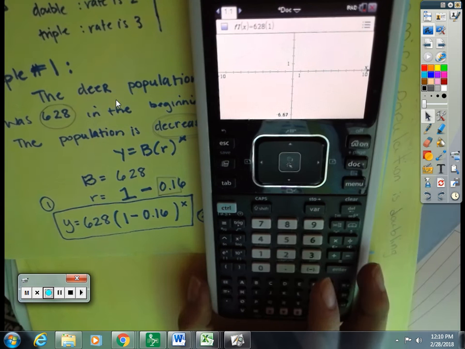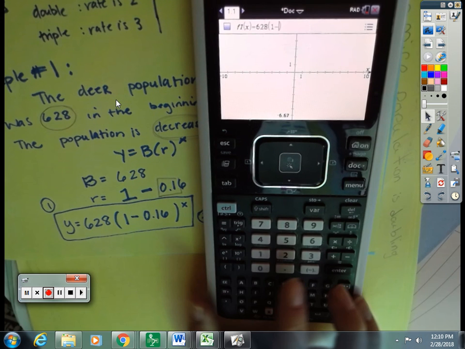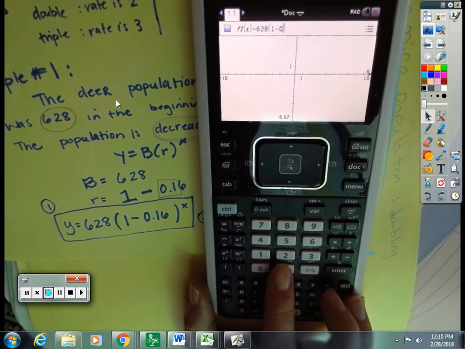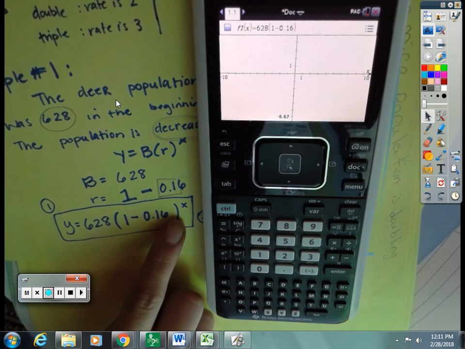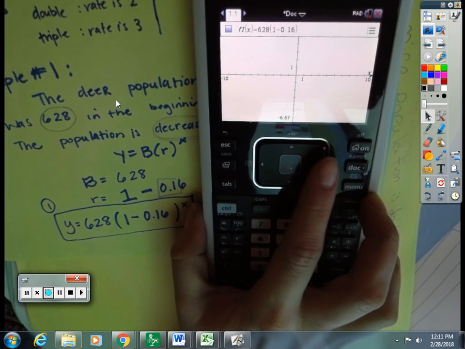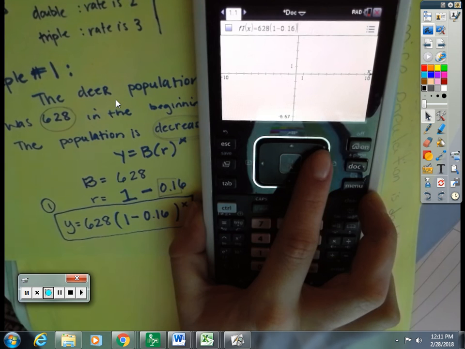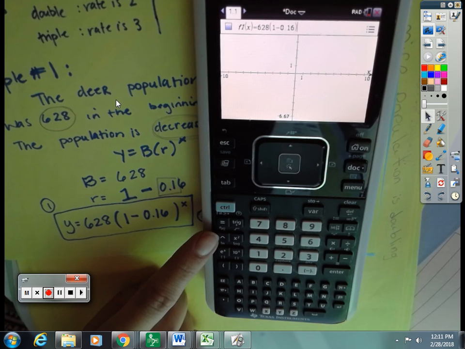1 minus 0.16. Alright, now to put this x as an exponent, let me show you how to do that. First, press the arrow so it's outside the parentheses. To get this exponent, you're going to use this one right here. That's the caret symbol right there, next to the 7, next to the number 4.